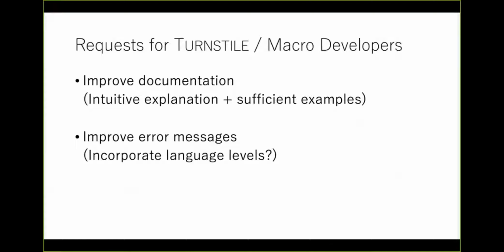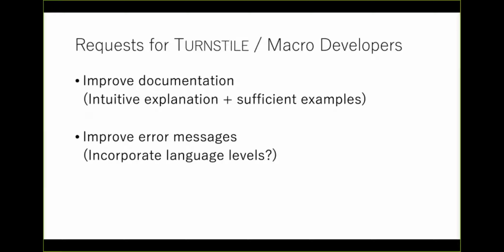So we have two requests for both Turnstile and Racket developers. The first one is to make the documentation more accessible and informative. Naoya found that for certain primitives, such as ellipses and some Turnstile attributes, there's no self-contained explanation or sufficient examples in the documentation. The second request is to provide better error messages for macro-related errors.